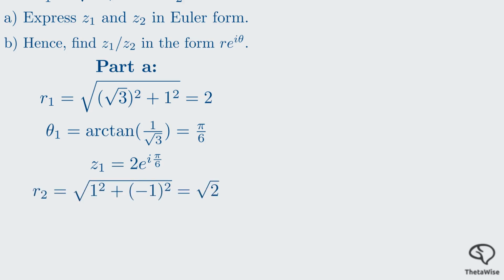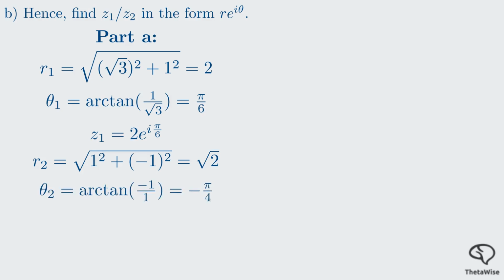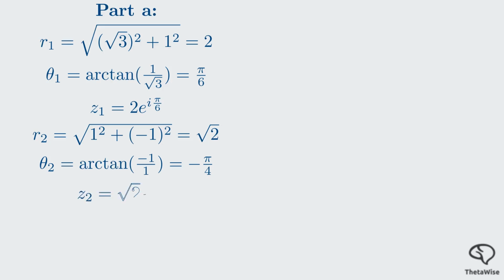Now for z2. The modulus r2 is the square root of 1 squared plus negative 1 squared, which is root 2. The point (1, negative 1) is in the fourth quadrant. The principal argument must be between negative pi and pi, so theta 2 is negative pi over 4. Thus, z2 equals root 2 e to the minus i pi over 4.